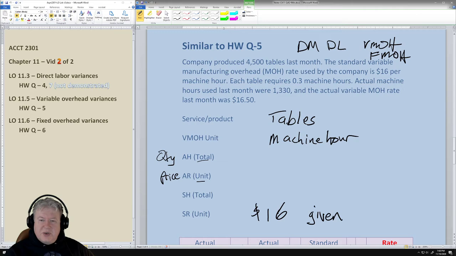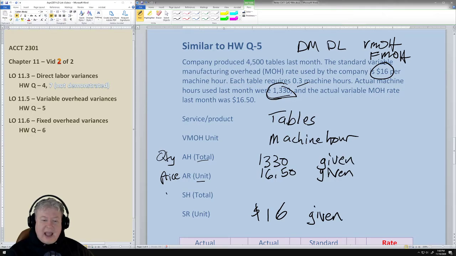Each table requires 3 machine hours. Okay, we'll come back to this. Actual machine hours were 1330. Okay, so that's one of our items, 1330. So we've used this one and we've used this one. And the actual variable MOH rate was 1650. So the actual rate was 1650. So once again, 3 of the 4 are given. And once again, it's the standard quantity or the standard hours. That's the one that they typically like to make you figure out because it requires you to think about things. So remember, we think about this in a flexible budget manner.